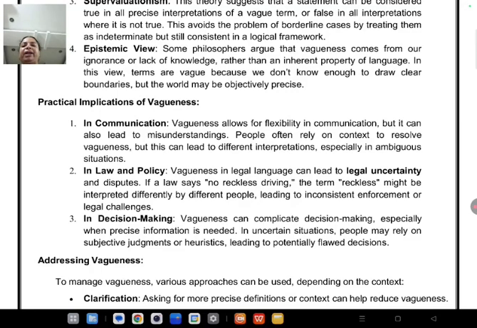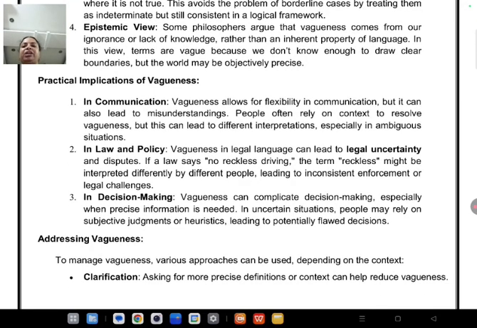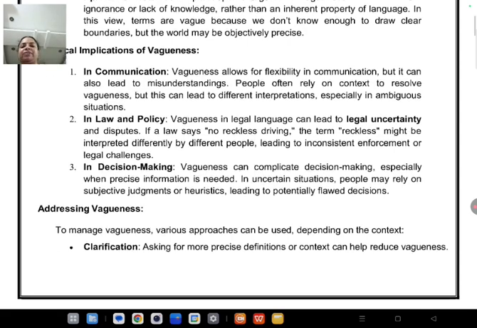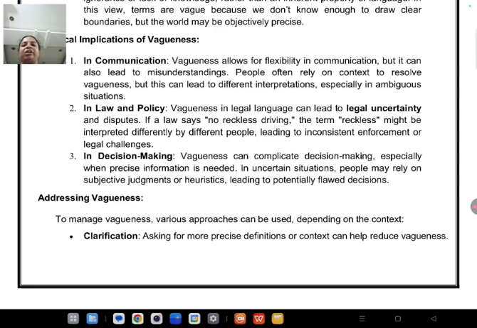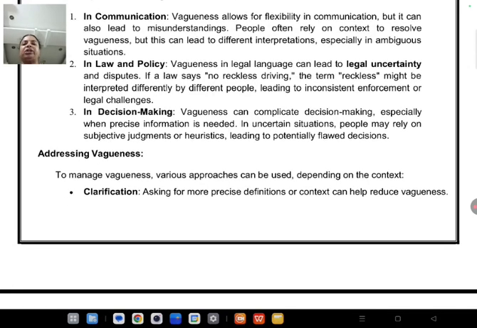Okay, practical implications of vagueness. Generally, the practical implications are where we can actually get this vagueness, and where it leads to specific problems in communication. Whenever you are communicating with other people, you need to give clear information, otherwise it leads to problems and misunderstandings. In law and policy, if you are not giving proper information, it leads to legal uncertainty and different types of problems. In decision making also, if we are not making a proper, exact 100% decision, then it leads to problems.